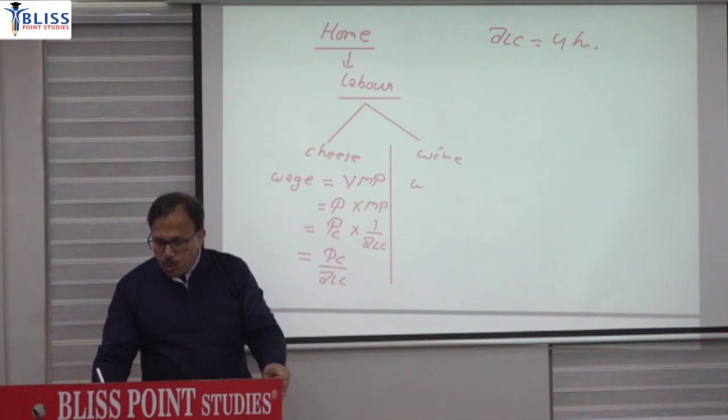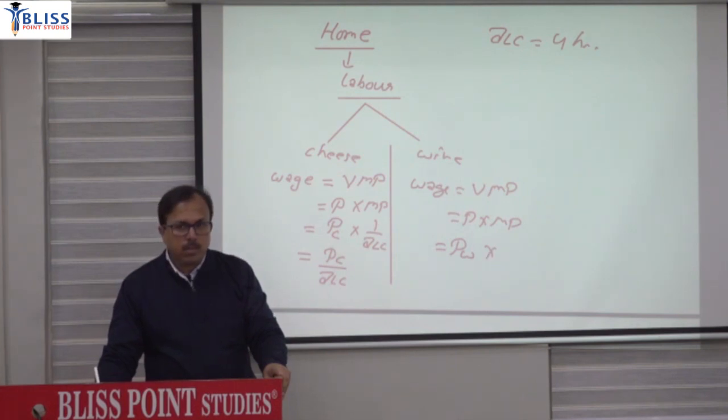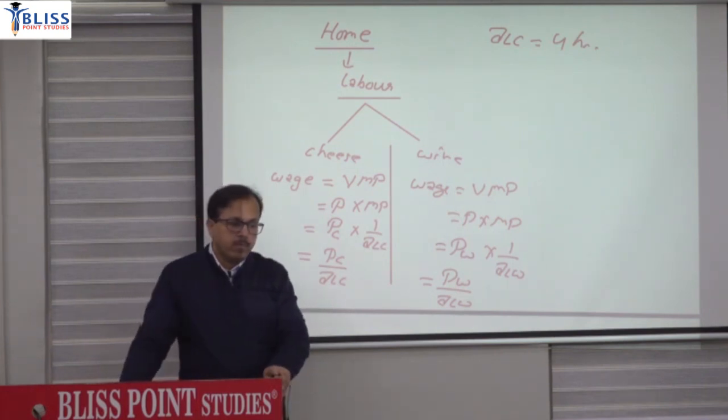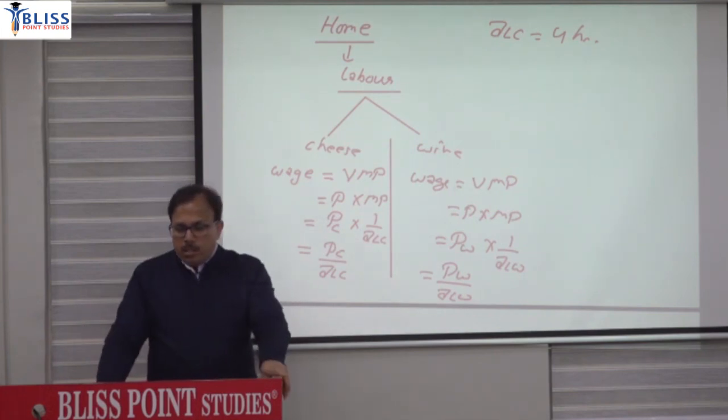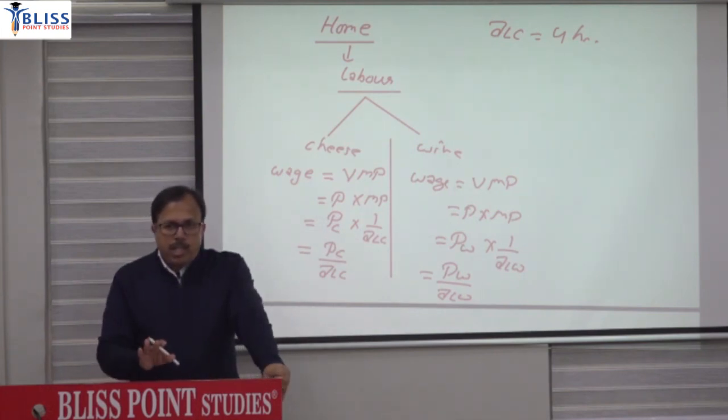Similarly for the wine also you will write wage is equal to value of marginal product, which is price into marginal product. Now it will be price of wine into what? 1 upon ALW. So that will become PW upon ALW. Okay? Wherever the basics are involved, I will just elaborate that basic part, then you can just follow that part.